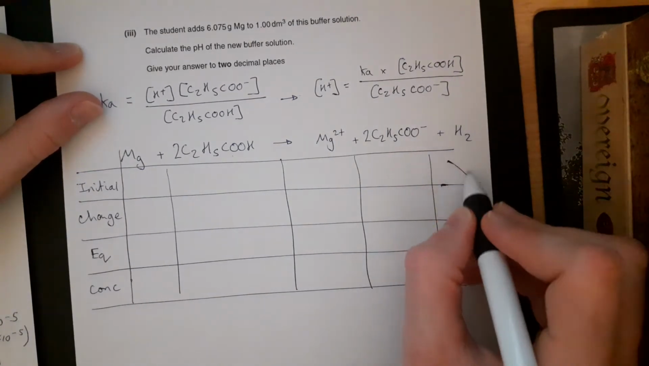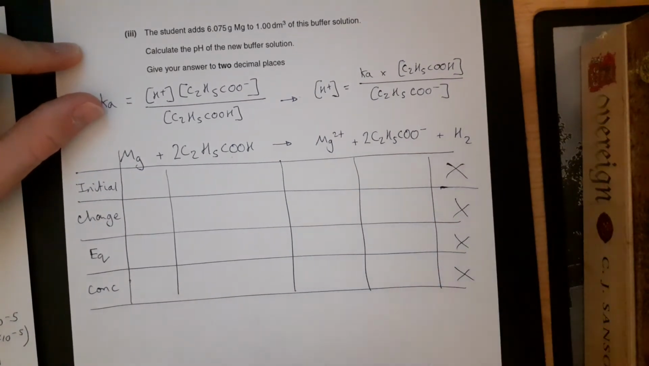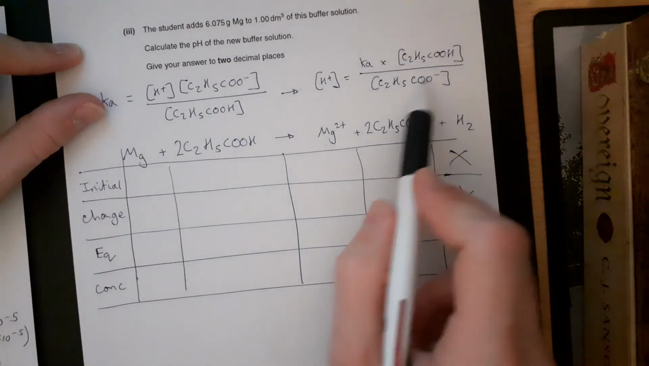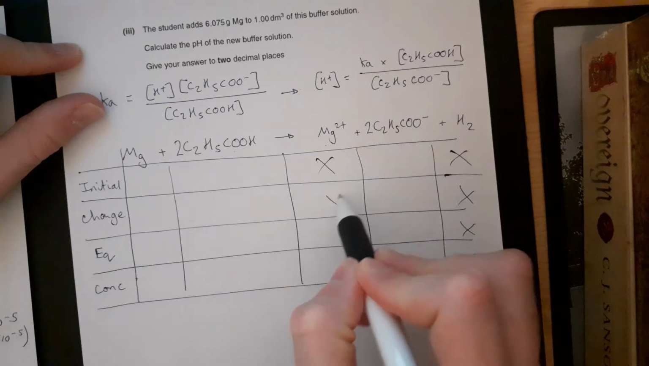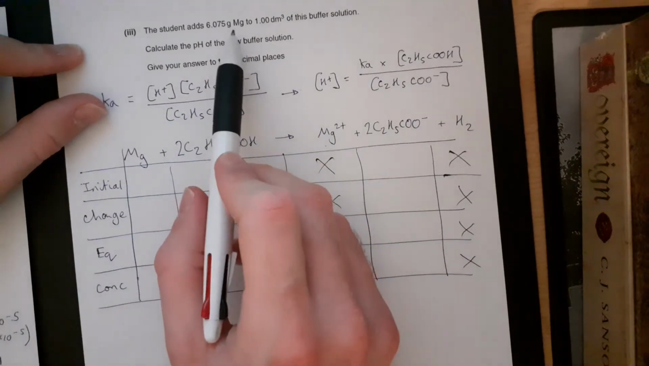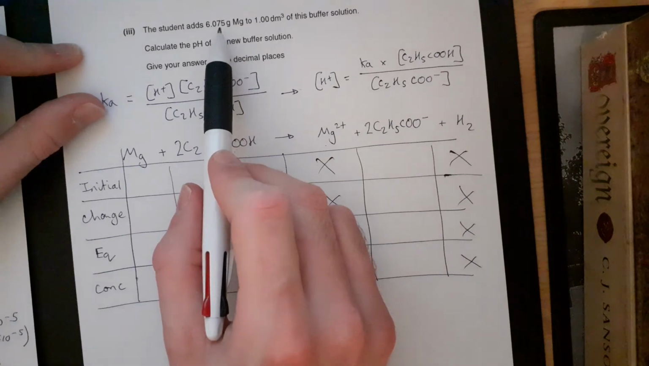Okay, we're not going to be interested in the hydrogen gas, are we? So we're not going to bother with that. And we're not going to be interested in the magnesium ions because that doesn't come up in Ka at all. So we're not going to be interested in that. We're interested in these 2. And we're also interested in magnesium because that's the one we knew about to start with. So this is where we're going to start.